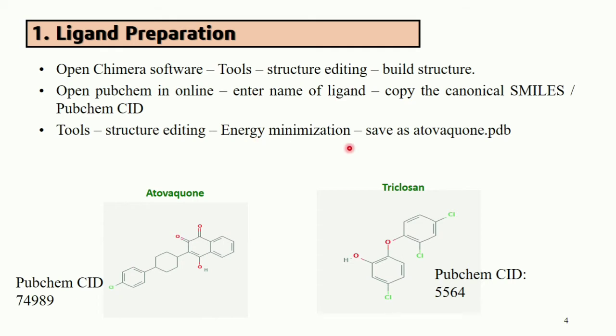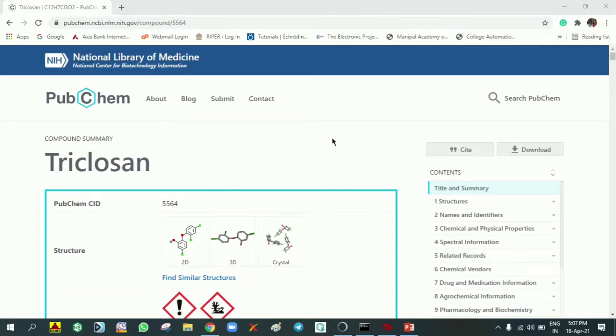After energy minimization, we need to save it in PDB format. Here I am going to take one of these examples, either atovaquone or triclosan. For example, we can go for this atovaquone compound. Instead of atovaquone, I am taking triclosan. Why? Because it is the co-crystal in the protein that I am going to select in this docking study.